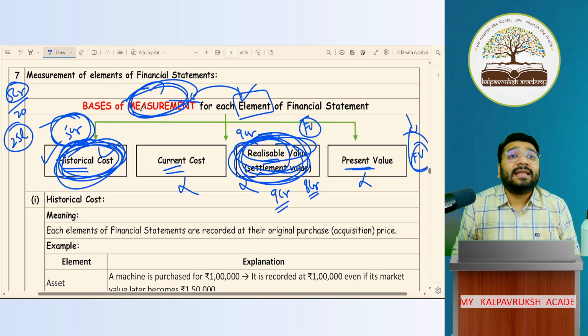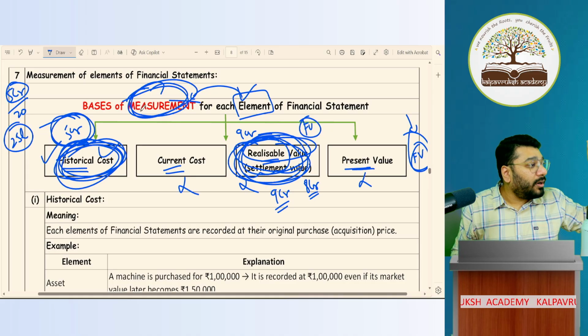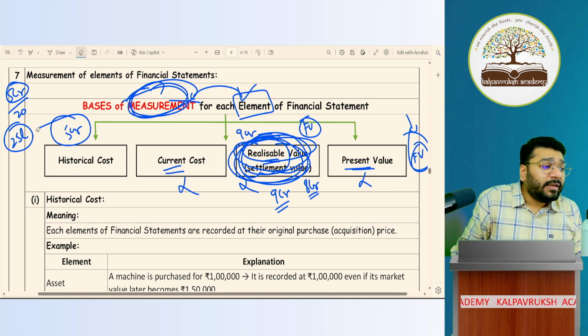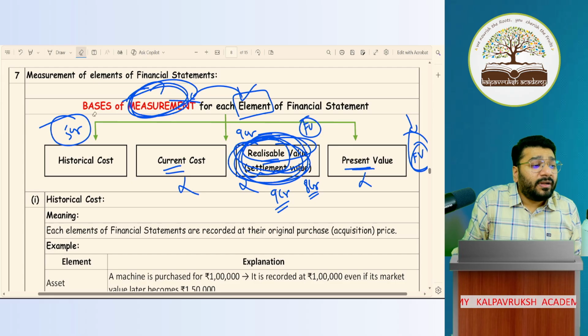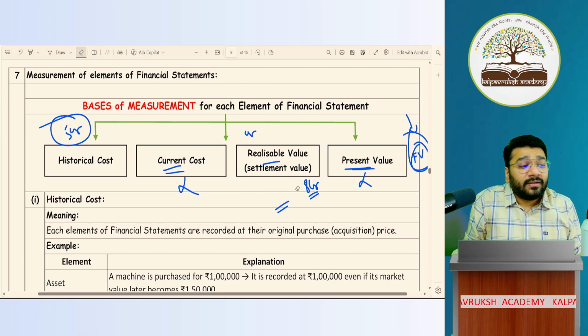For AS10, it is historical cost. For AS2, it is historical cost or NRV, whichever is lower. Got it, not got it? Clear or not clear? Okay. So what is historical cost? The price that you paid at the time of transaction. Basically, transaction value is called historical cost.